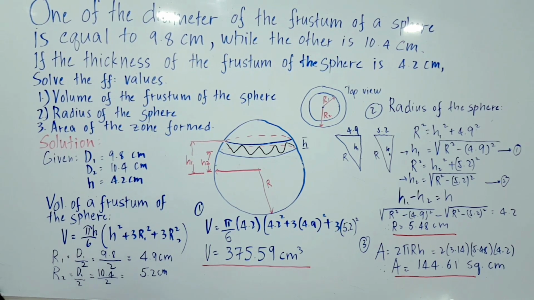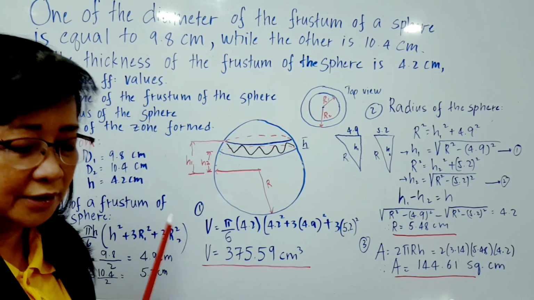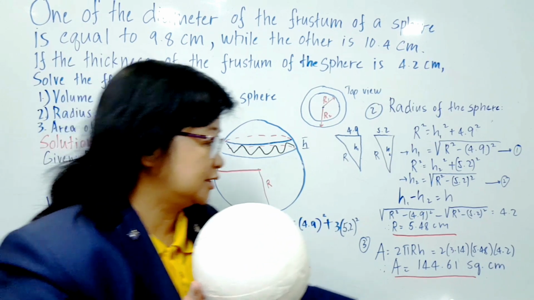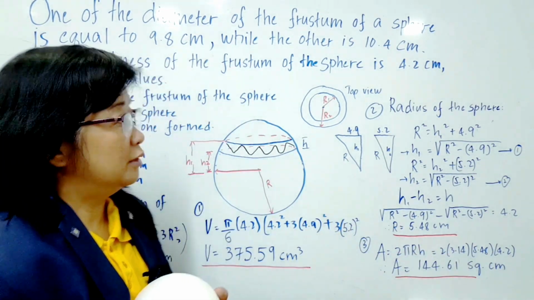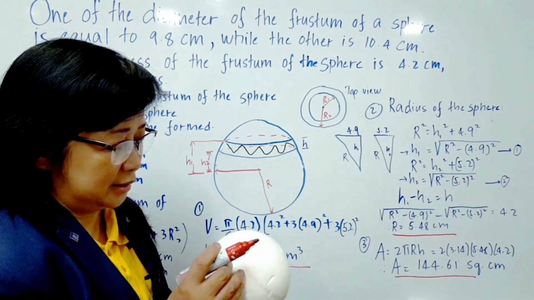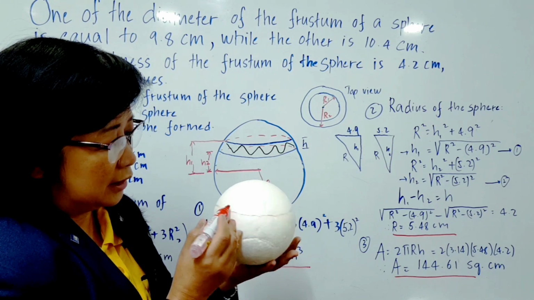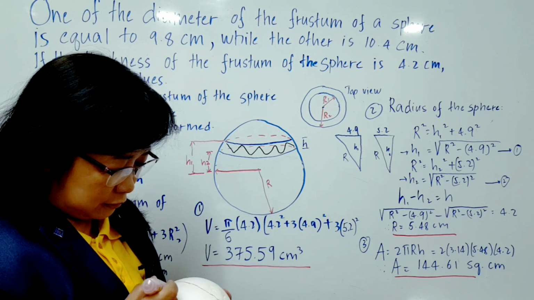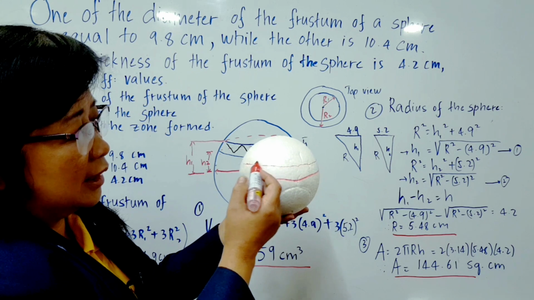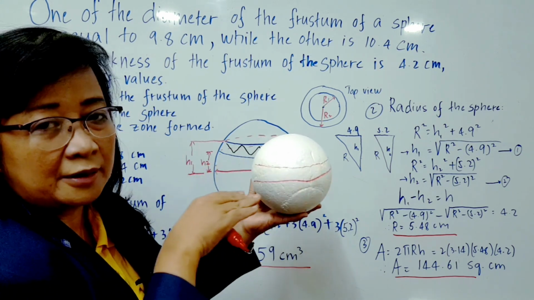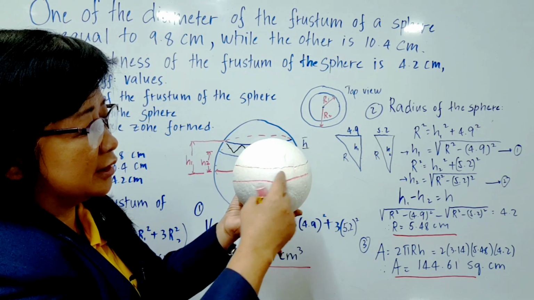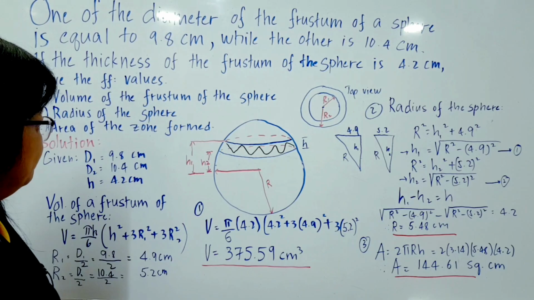Now, what is meant by a frustum of the sphere? For example, this one. This is, of course, a ball. A ball is a sphere. Now, a frustum of a sphere is like this. If there are two parallel lines, this is one line, and we will draw another line. Both of them are parallel. So this zone here is called the frustum of the sphere.